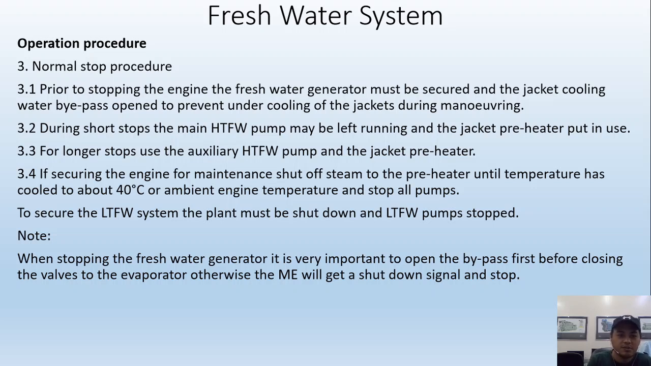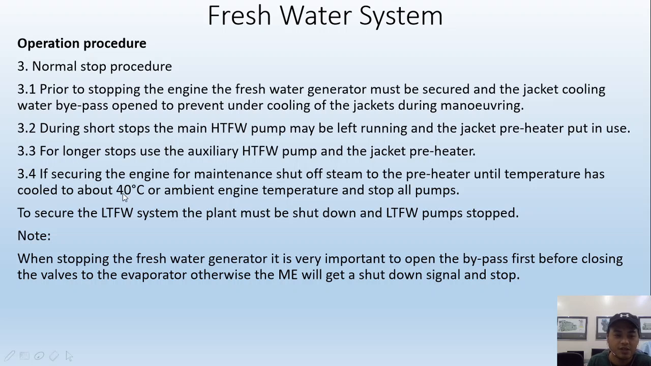And then during short stops, the main HT freshwater pump may be left running and the jacket preheater put in use. For longer stops, use the auxiliary HT freshwater pump and the jacket preheater. So, if securing the engine for maintenance, shut off steam to the preheater until temperature has cooled to about 40 degrees Celsius or ambient engine temperature and stop all pumps. So, pag maintenance, kailangan wala nang steam na natira, malamig na yung mga parts kasi pag nagbaklas ka, mainit pa pala, may steam pala, tanggal yung skin mo. Okay?